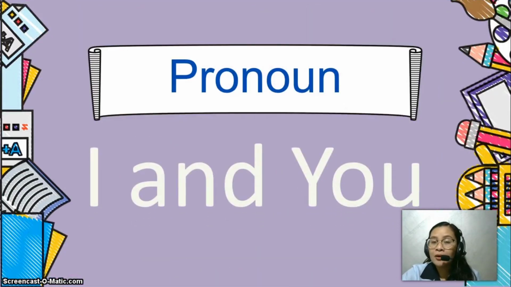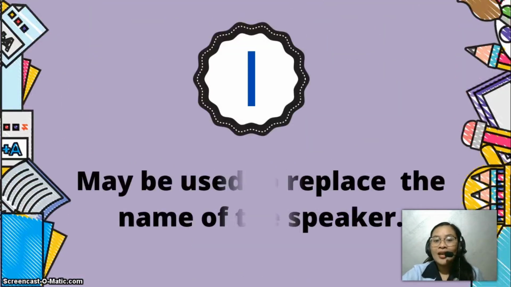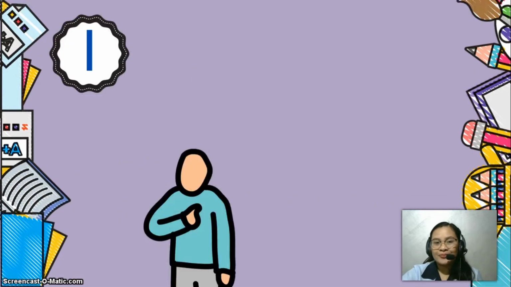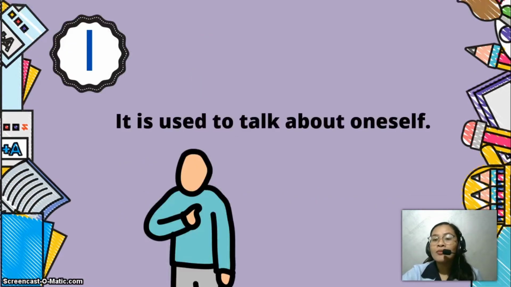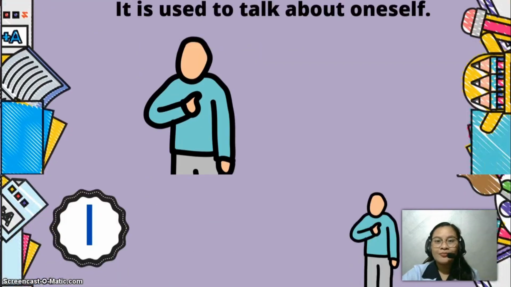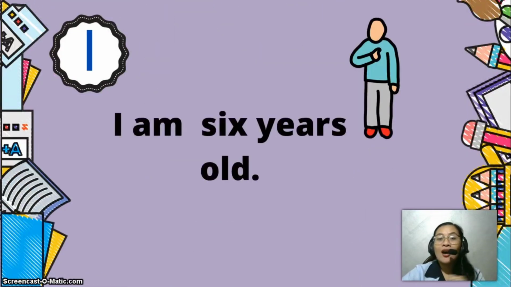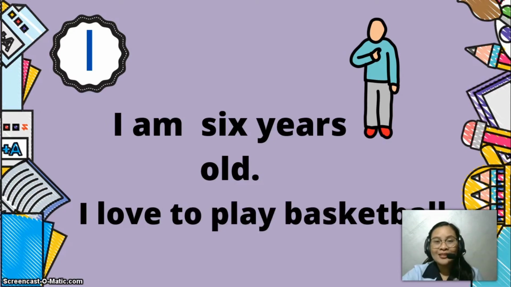Now, let's talk about the pronouns I and you. I may be used to replace the name of the speaker. It is used to talk about oneself. Again, it is used to talk about oneself. For example, I am 6 years old. I love to play basketball.